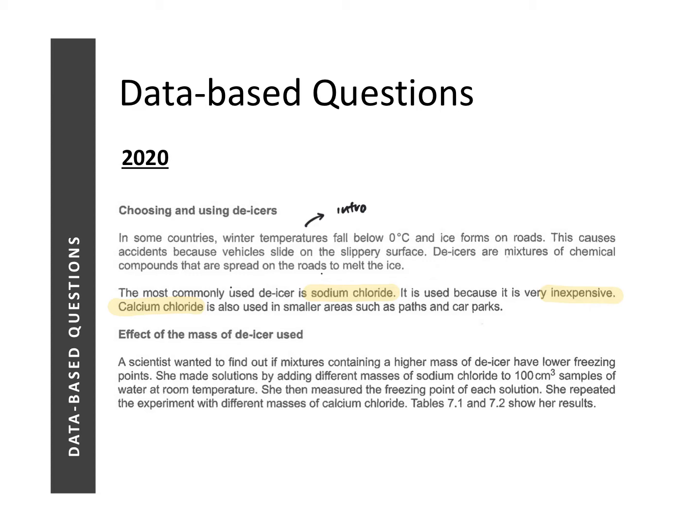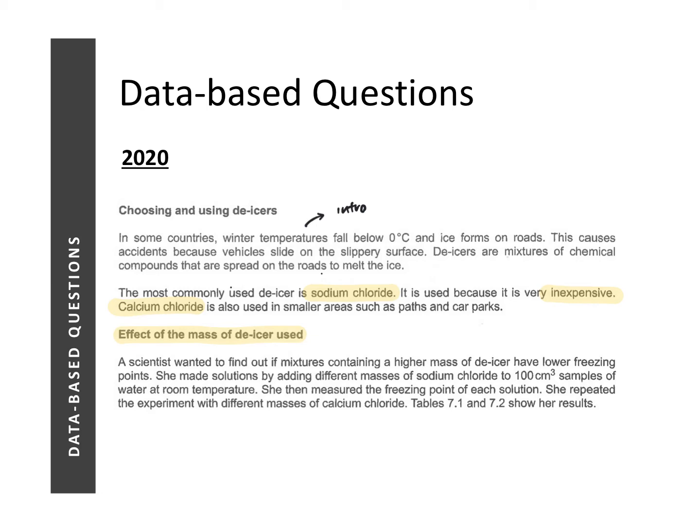In the next paragraph, in the past 2 years, Cambridge has been very kind to give headers for each paragraph. So the headers tell you roughly what each paragraph is about. If we look at the header, it's telling you the next paragraph is describing the effect of the mass of the de-icer used. So whether increasing the mass will make it more effective.